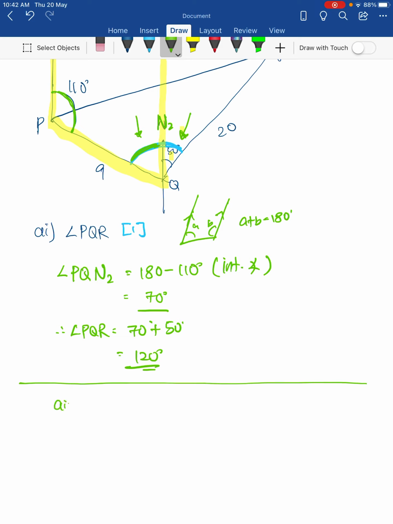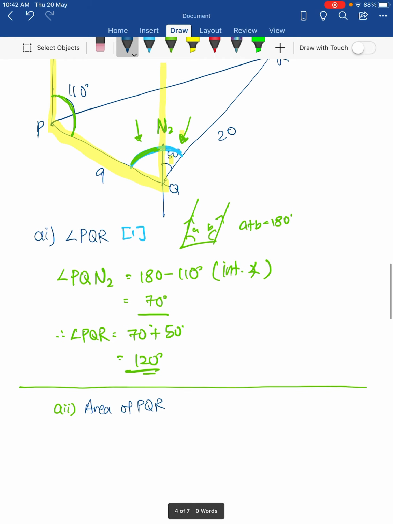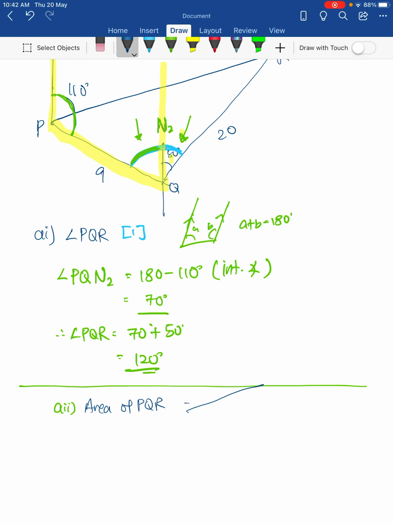A part 2, let me just scroll down. A part 2, we are supposed to find the area of triangle PQR. If you look at the triangle, we have the 9, we have the 20, now we have this angle. So it's pretty straightforward, isn't it? Area will be half AB sine C.